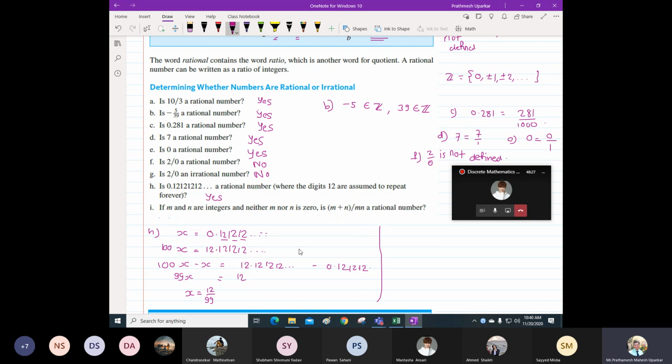What about this? m and n are integers. Neither m nor n is 0. Then can I say that m plus n upon mn is a rational number?